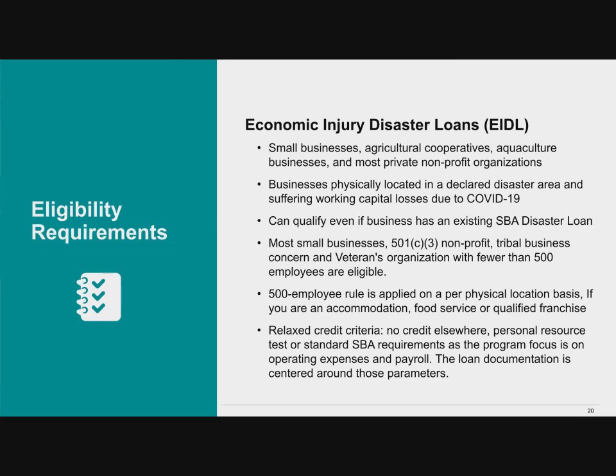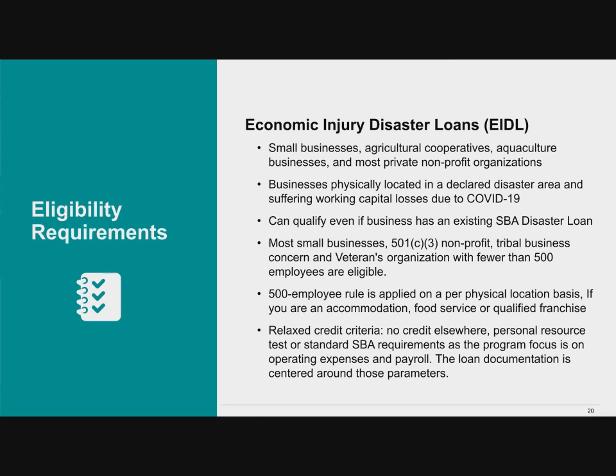Our eligibility rules. The idea is to try to get as many small businesses and other entities the cash that they can get as quickly as possible. You have to be in the United States, and you have to show that you suffered some losses for working capital. You can qualify. This is a good point. You can qualify for an EIDL loan even if you have an existing SBA loan that is at the maximum.